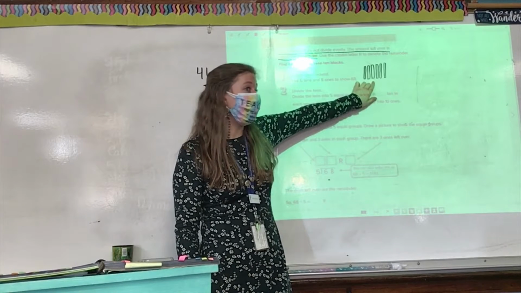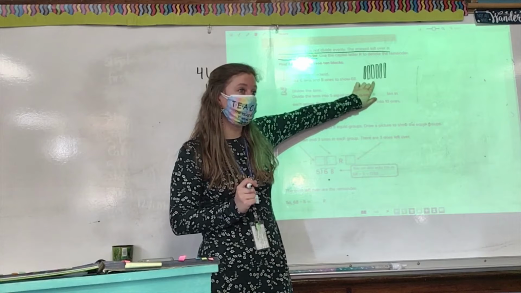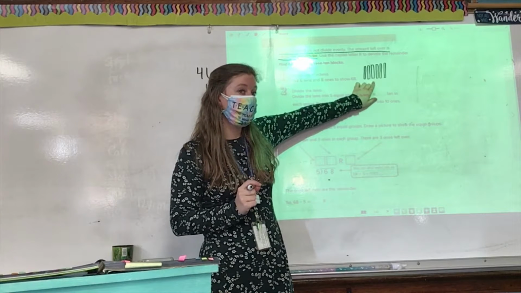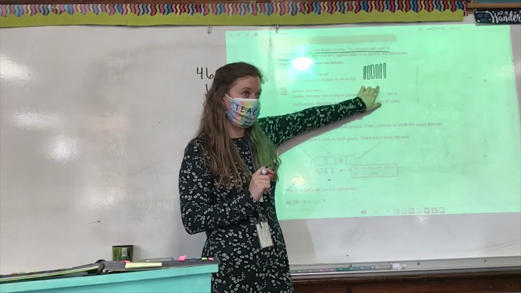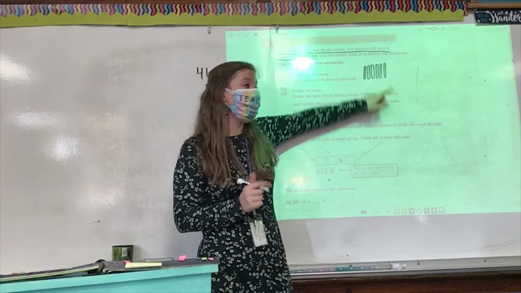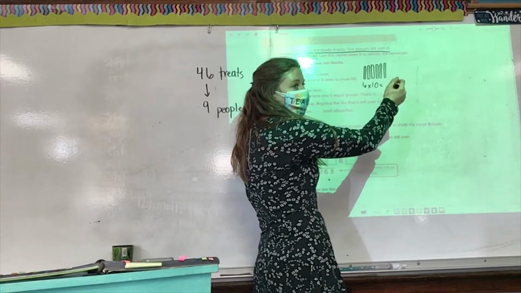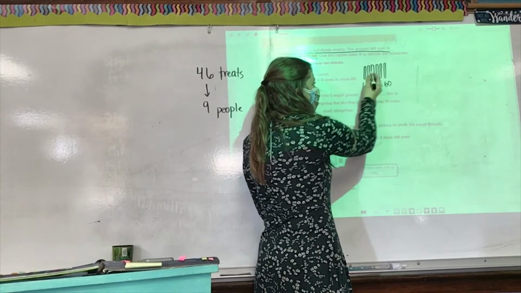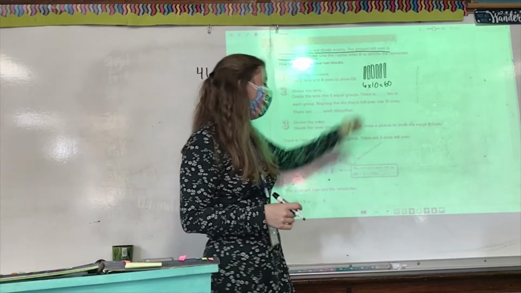Not 6. 6 tens. 6 tens, which is what number? 60. Not 68. Cullen, can you help him out? 60. So we have 6 tens, which is the same as 6 times 10, which equals what, Mason? 60. Because we imagine there are 10 ones cubes in each of these 10 rods. Okay, so we have 60.